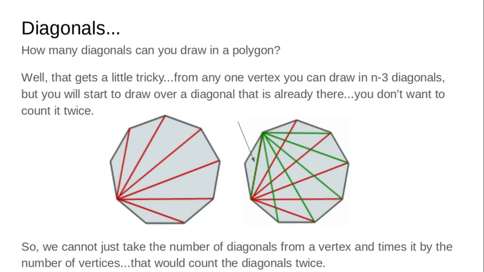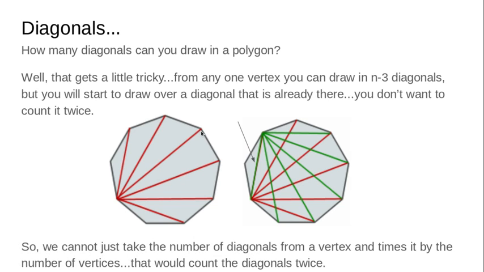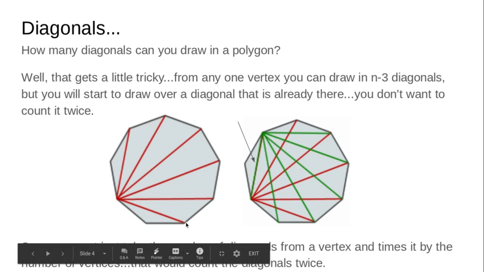How can you figure out how many diagonals you can draw in an entire polygon, not just from one particular vertex? Well, it is a little tricky, because we know that from any one vertex, you can draw in n minus 3 diagonals. So over here on the left, these red diagonals, let's start with how many vertices there are. 1, 2, 3, 4, 5, 6, 7, 8, 9 vertices. So 9 minus 3 is 6. So from this vertex, I should be able to draw in 6 diagonals. If we count those up, we see there are 6.